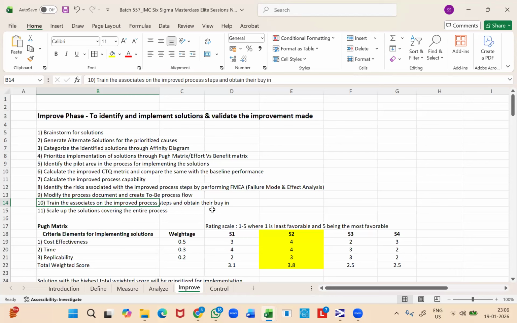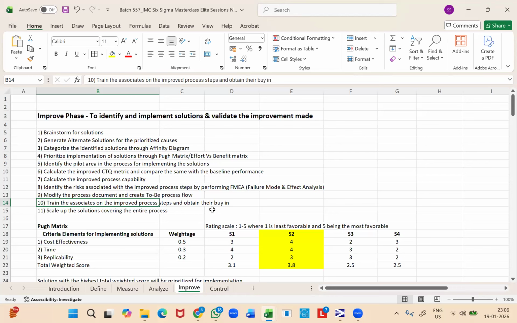So we obviously need to get their buy-in. They will have a lot of questions to ask, and most importantly they will always try to find out what is in it for them, so why they should actually follow the improved process steps. So we need to definitely spend some time, explain to them, and convince them that the new process steps can bring certain benefits to them.